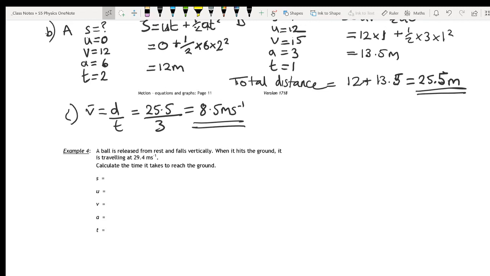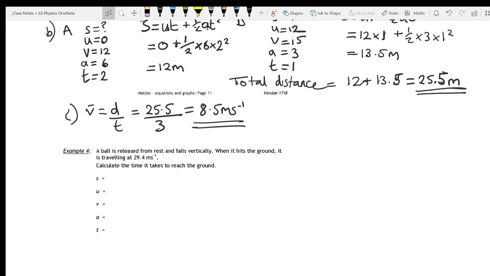Guys, example 4 is the start of having to think about signs. Now this one, we're okay because it's just going in one direction. But later on, guys, we will have to start thinking about things that change direction. So we're going to end up with some negatives involved.